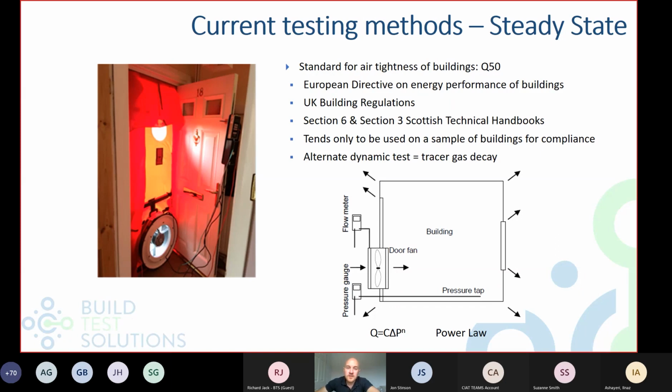And we refer to it as a steady state test. So a bit of a schematic here as to how it's working. The fan is delivering a flow of air across the envelope, either pressurizing or depressurizing, and you're sampling the pressure both inside and out. So you appreciate what pressure difference is being delivered by a given flow rate via the fan.